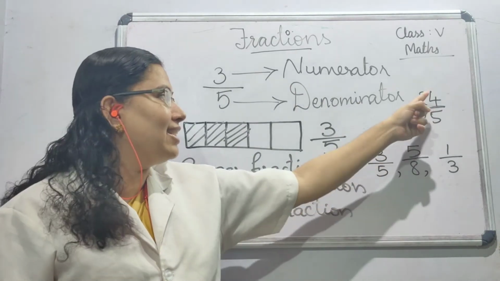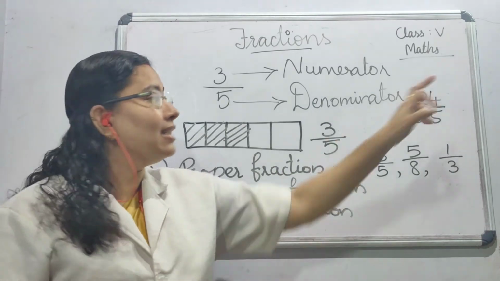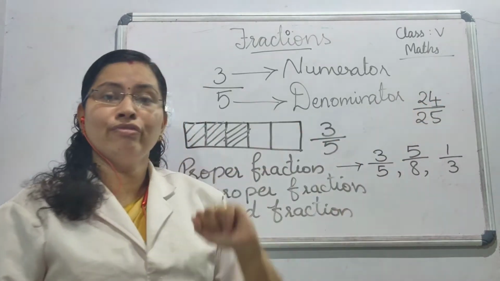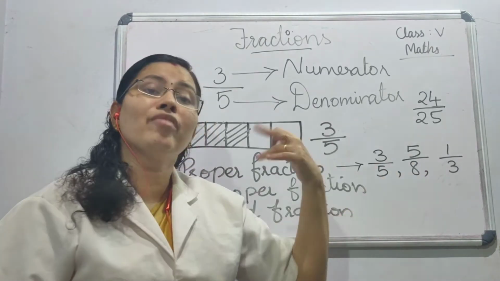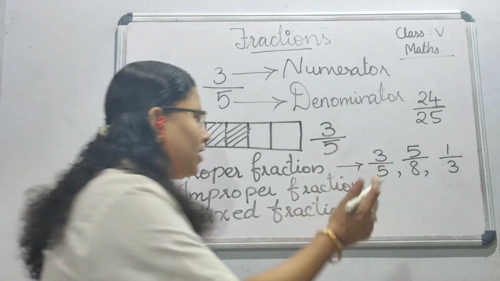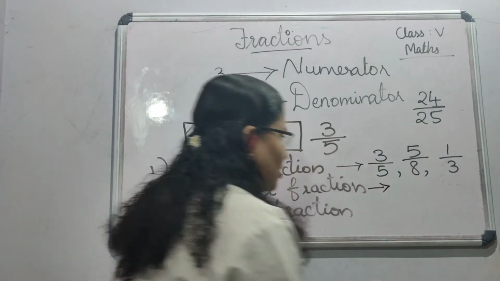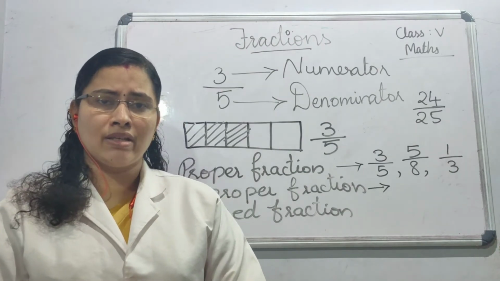Some of you will read it as 25 out of 24. It is not like that. 24 out of 25. Okay, so the denominator is greater than the numerator. Clear? Now, if that is the proper fraction example, then how can we write improper fraction?